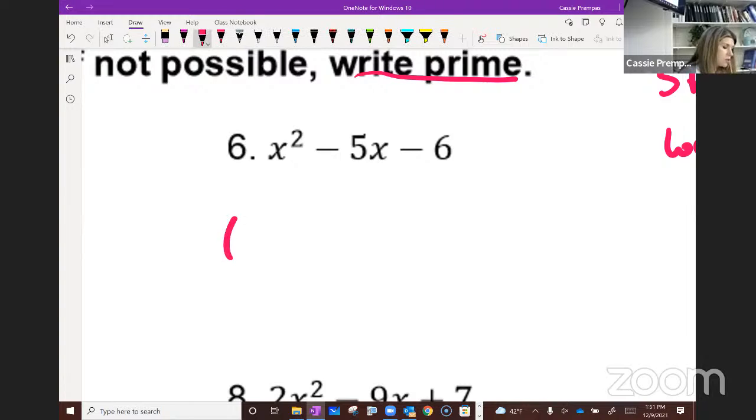No, so we're going to jump to our 2 parentheses. The last term is negative, so are we going to have same or different signs? Different. If you didn't remember that, that's something you could write on your note card.